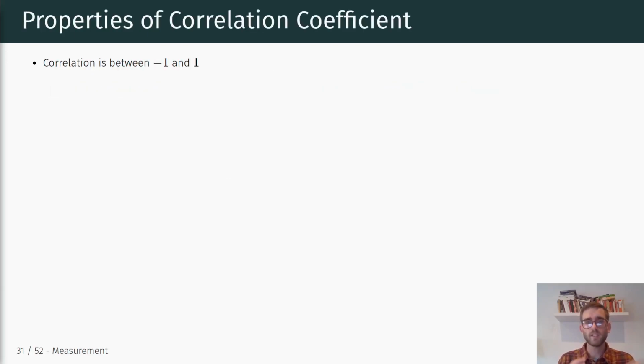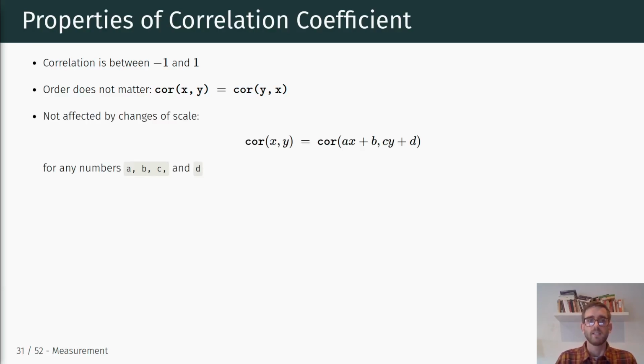All right, a couple of properties of the correlation coefficient. The correlation is bound between -1 and 1. So -1 is a perfect negative relationship, negative correlation, and 1 is a perfect positive correlation. The order of the variables does not matter. So the correlation between x and y is equal to the correlation between y and x. And the correlation coefficient is also not affected by changes of scale, right?